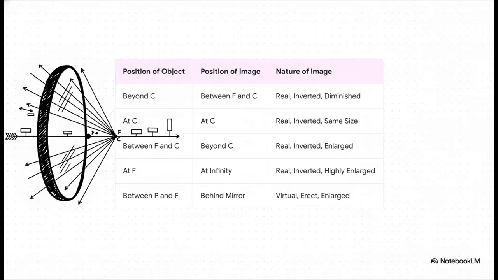This table here is basically a cheat sheet for concave mirrors. It shows you what happens as you move an object closer and closer to the mirror. Look at the pattern. Far away, the image is small, upside down, and real. As you get closer, the image gets bigger and bigger until you cross the focus point, and suddenly it flips to become huge, right side up, and virtual, appearing behind the mirror.